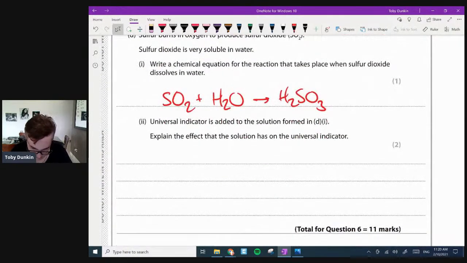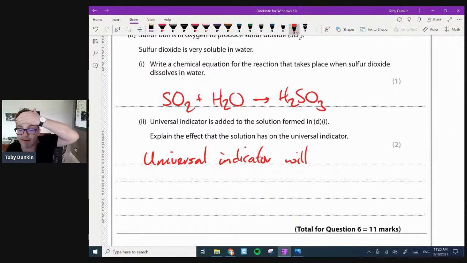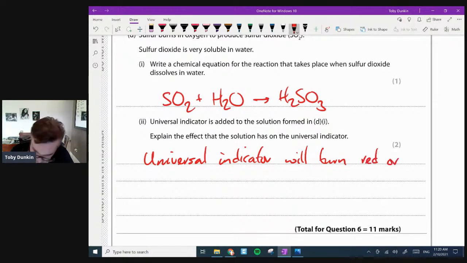Moving on. Universal indicator is added to the solution in D. Explain the effect the solution has on the universal indicator. Universal indicator turns red. It's annoying, actually, because it's a weak acid, so it should go orange, and at GCSE I like to teach that, but in reality it goes red. Am I going to take a punt on that? Universal indicator will turn red or orange. Let's do both. Red or orange.